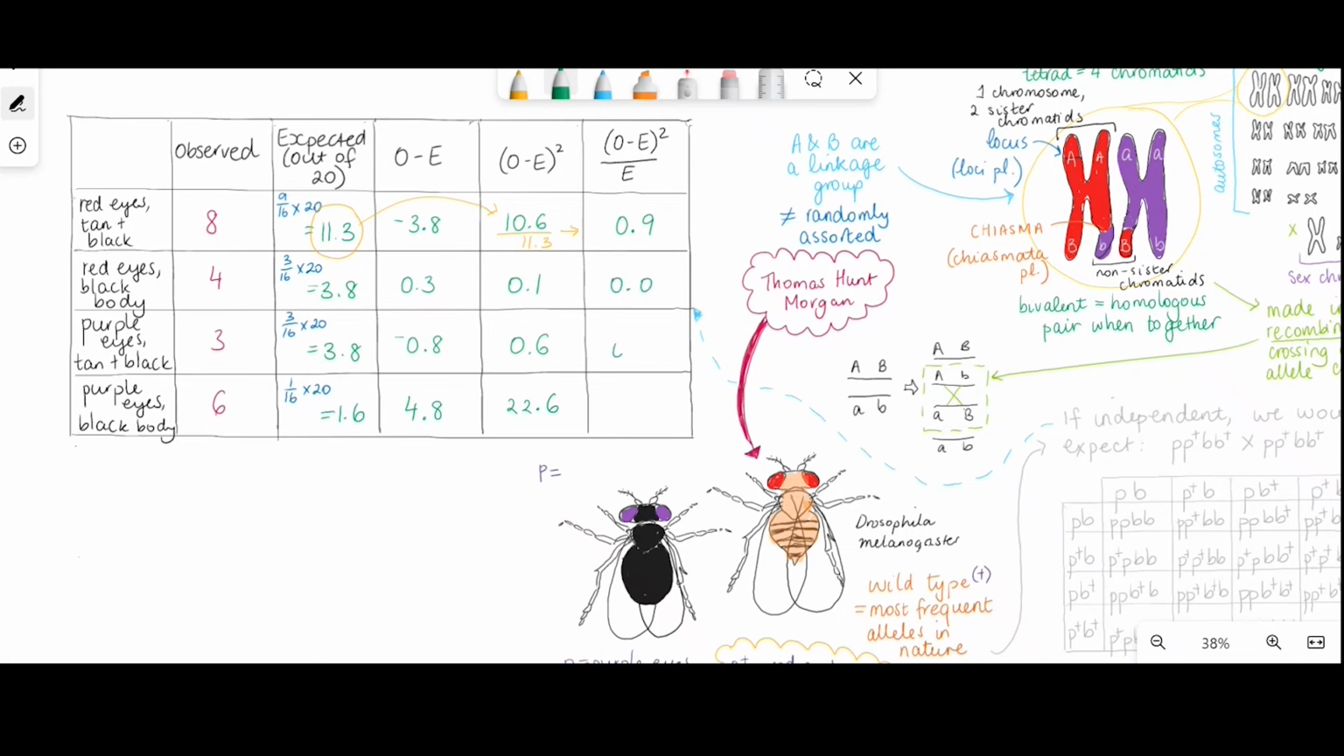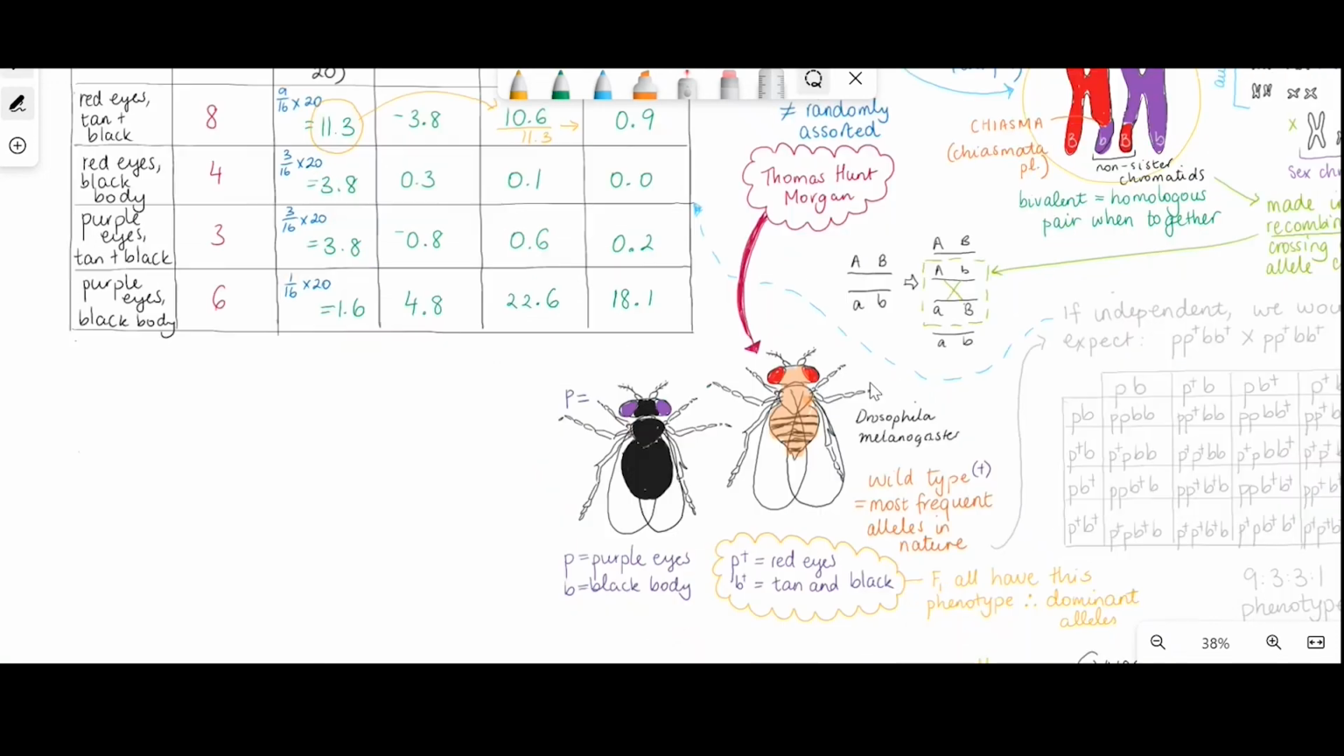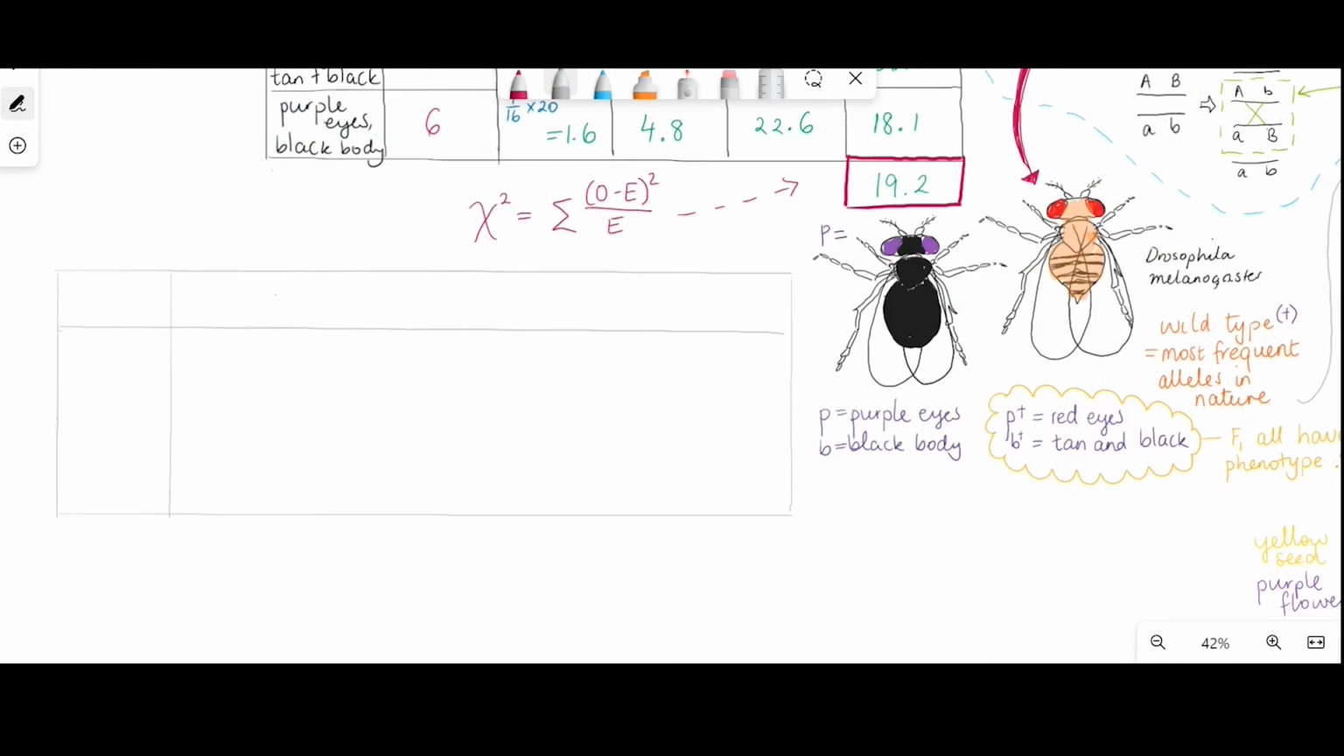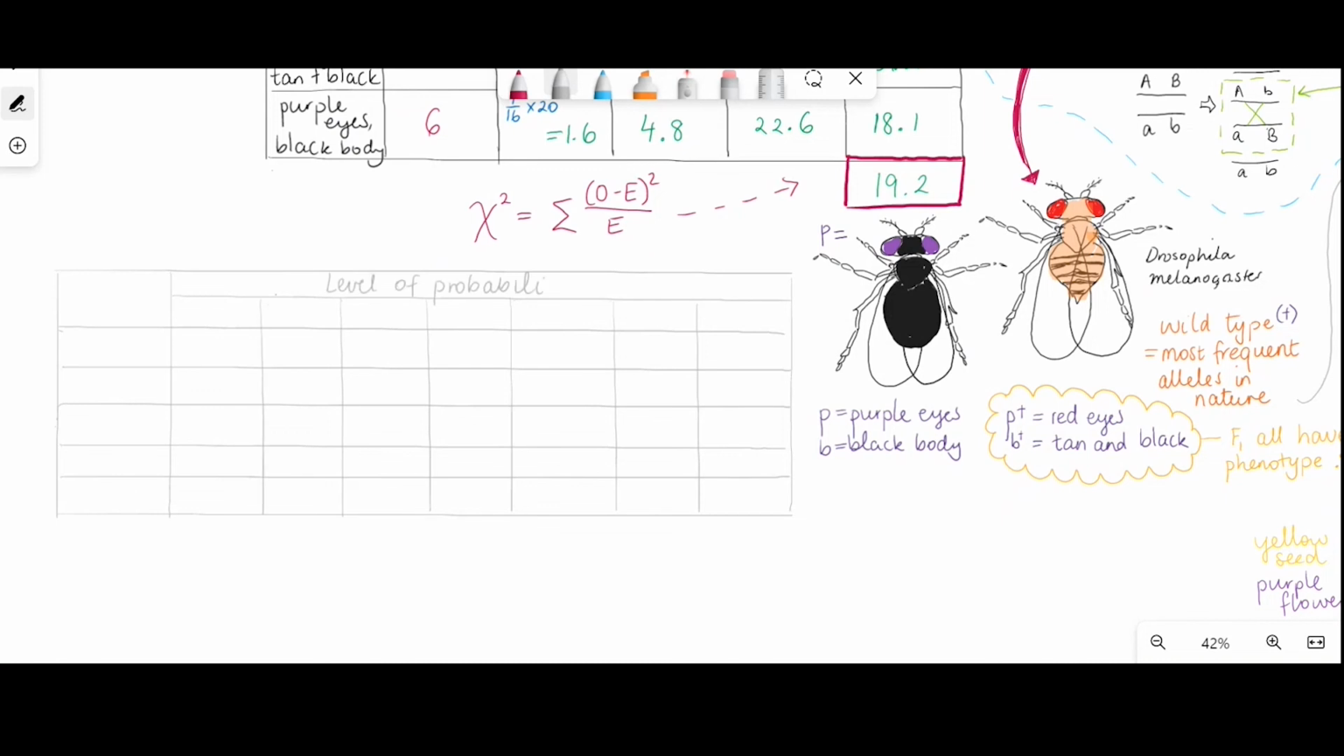Then the chi-squared formula is observed minus expected, squared, over expected, and then that sigma, the sum of all of those values added together, gives us our chi-squared value at the end. So they add up to 19.2. Now, what does that number mean? Does it mean that we follow our patterns of inheritance, or do we have something else going on?